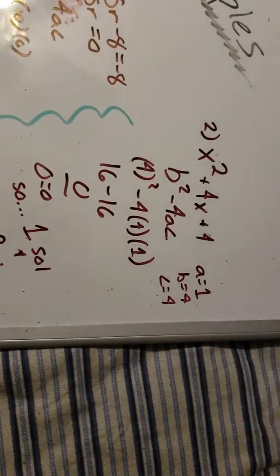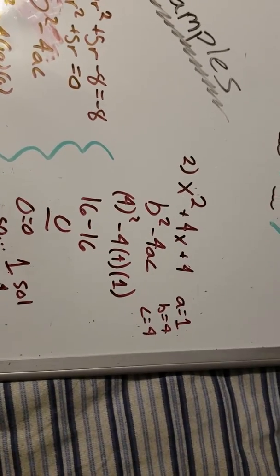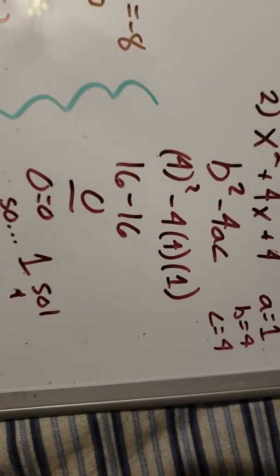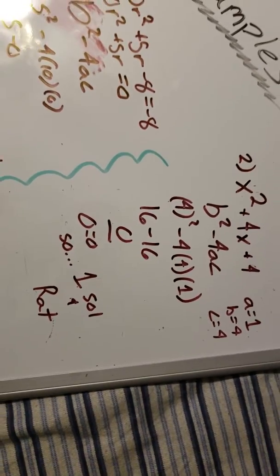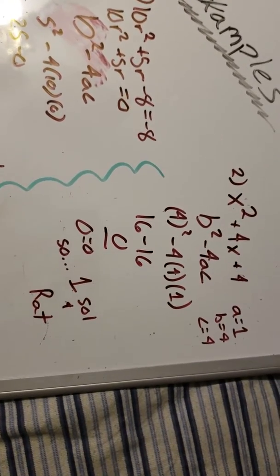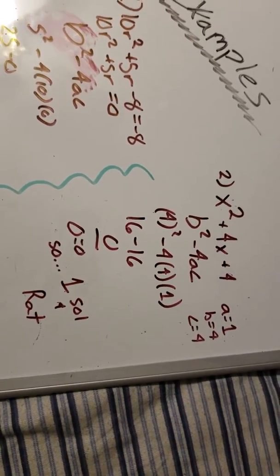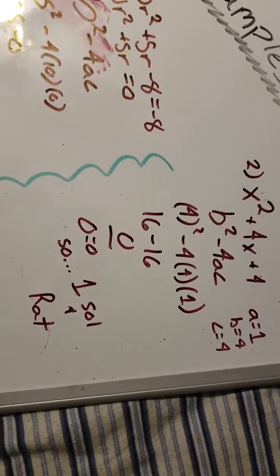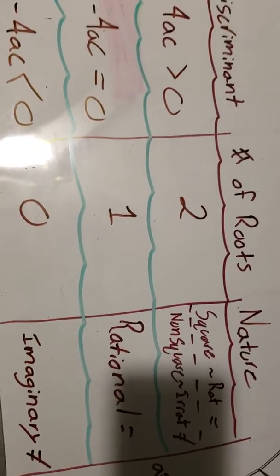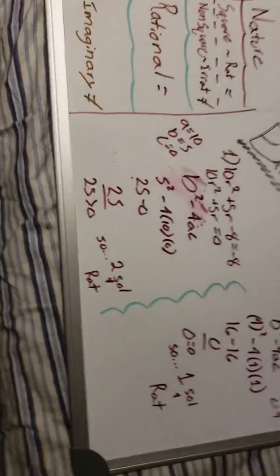Our second example is x squared plus 4x plus 4. So using our equation, we can figure out that the discriminant will be 4 squared minus 4 times 1 times 4. We then get 16 minus 16 to be 0, so the discriminant is 0. If we go back over here, we can tell that because it is equal to 0, we have 1 real root, and it's rational.